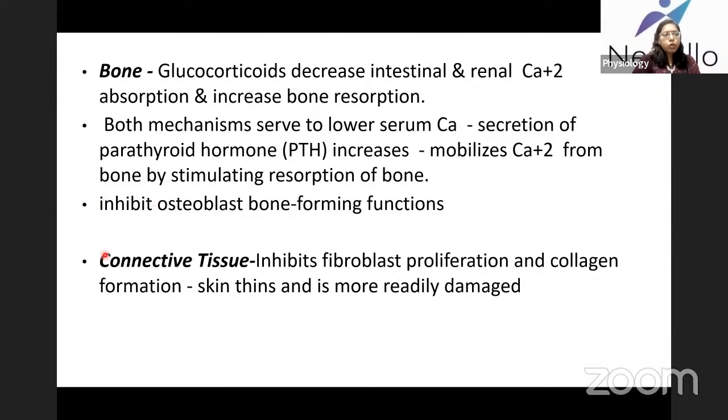Coming to connective tissue, you all must have realized that after the steroid treatment, the skin becomes very thin and very fragile. What is the reason for that? Steroid inhibits the fibroblast proliferation and collagen formation. Hence, the skin becomes thin and is easily damaged. This happens multiple times when the patient is on long-term steroids, one of the most common side effects seen.